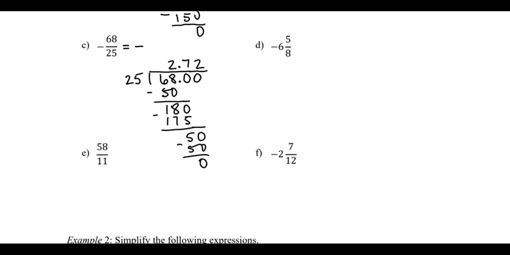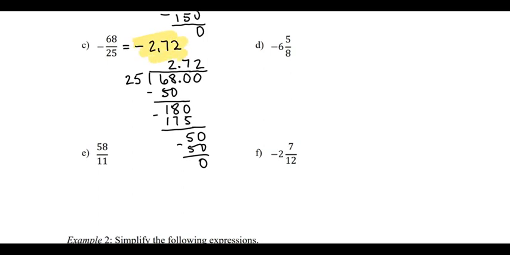So remember when we did the whole number division, we could leave the remainder. Now with the decimals, we actually have to complete the division until there are no numbers left over. So the official answer for this problem, negative 68 over 25, is negative 2.72. That's your final answer.